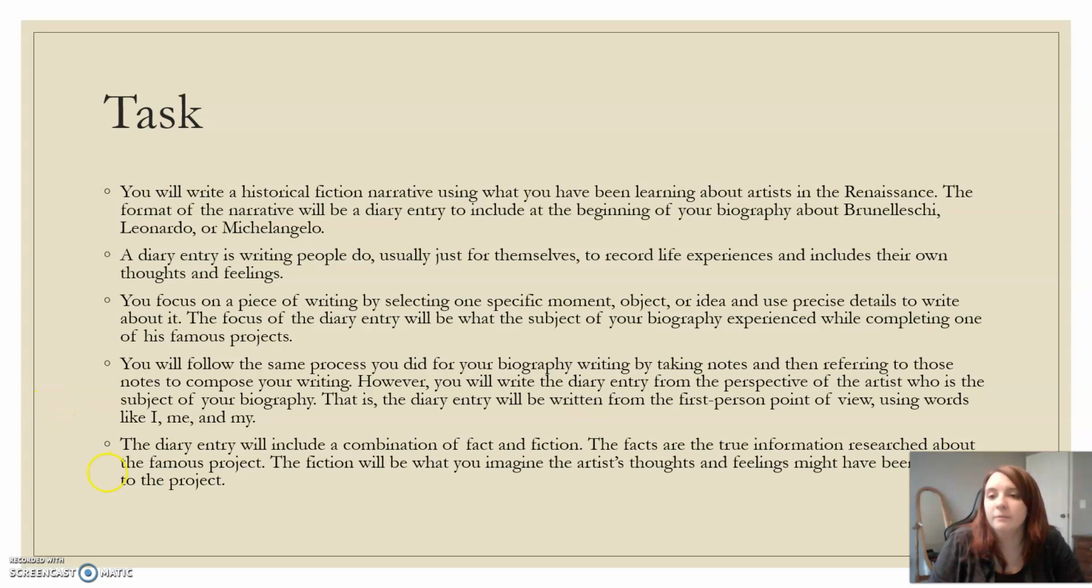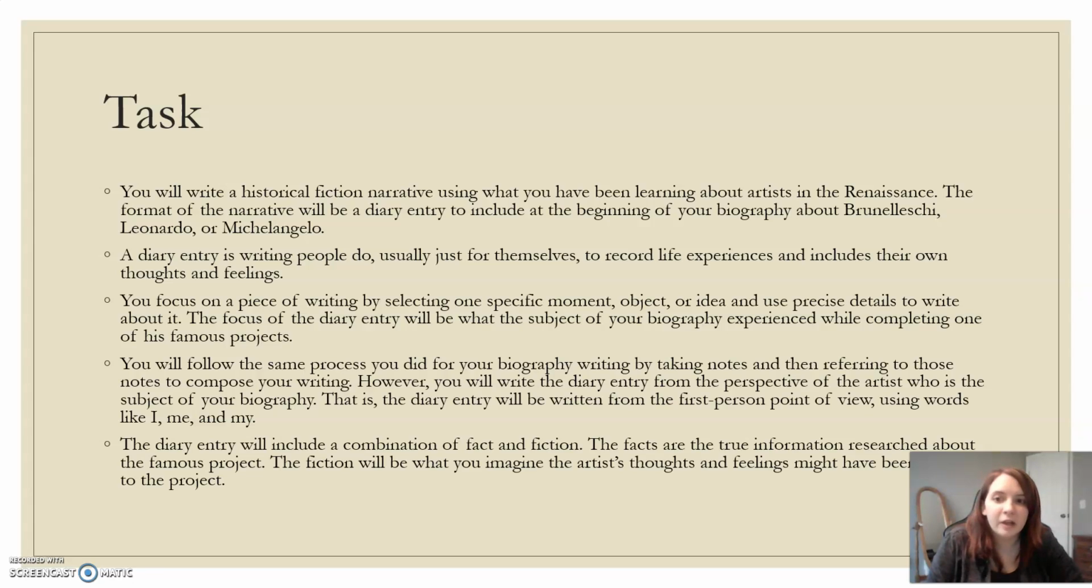So here's what you are going to be tasked with. You're actually going to write a historical fiction narrative using what you've already learned about the artists in the Renaissance. The format of the narrator is going to use the beginning of your biography that you've already provided. You've already created your biography about either Brunelleschi, Leonardo, or Michelangelo.